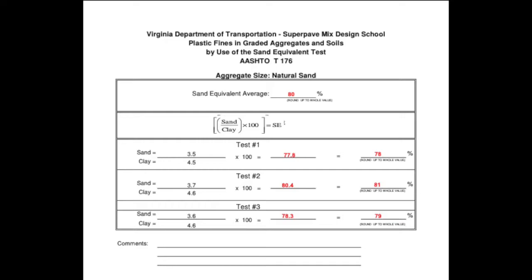Test number 2, our sand value is 3.7. Divided into clay value of 4.6, which yields us an 80.4. Here's a good example of rounding to the next highest whole number. That 80.4 now becomes an 81. Test number 3, our sand value of 3.6 divided into the clay value of 4.6 yields us a 78.3. Rounding that to the next highest whole number is a 79.